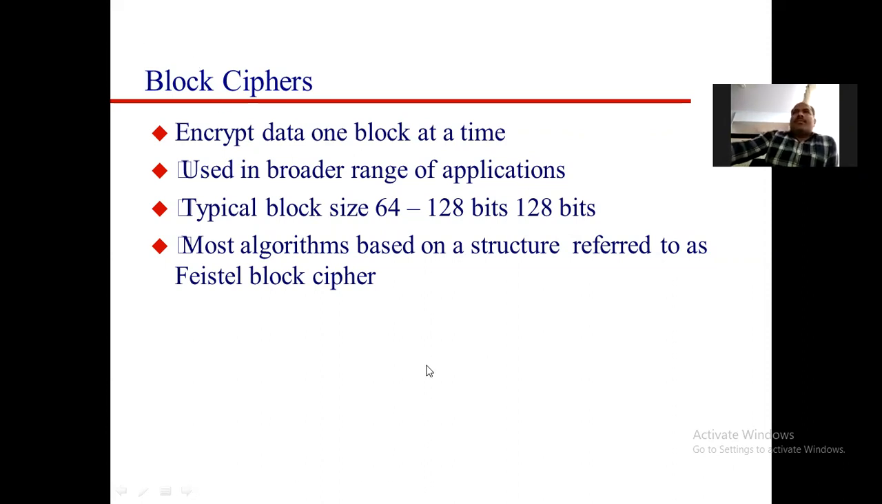The typical block size is 64 to 128 bits. Most algorithms based on a structure are referred to as a Feistel block cipher. What the Feistel block cipher is, we are also going to study in this chapter.